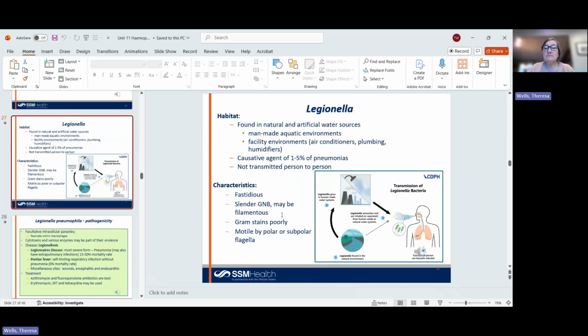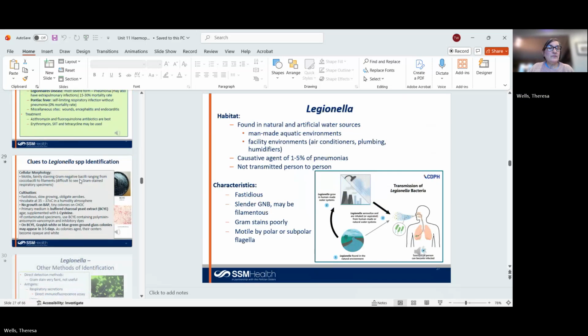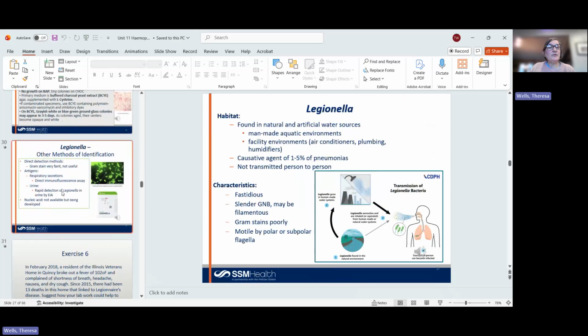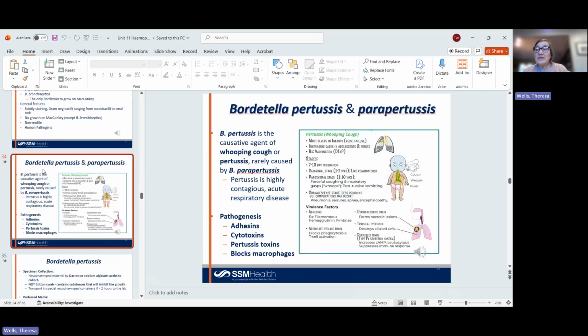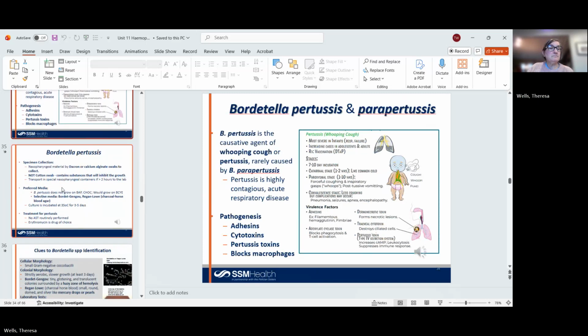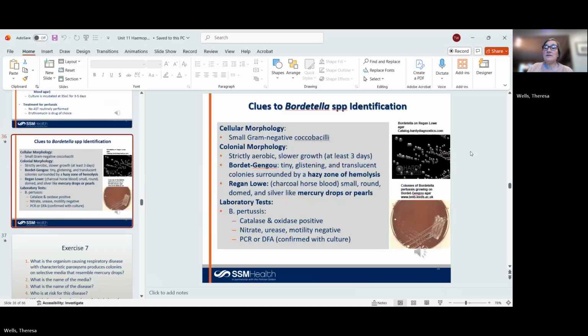I mentioned Legionella. I would review your Legionella. I would review your Bordetella, particularly pertussis. That's the organism that we are most concerned about because it causes whooping cough, primarily due to its virulence factors that can lead to pretty significant lesions in the respiratory tract. Know the media specifically for Bordetella pertussis and how we identify it. Mostly that's by PCR nowadays, but you should still know what the primary selective media is that we use for this organism.